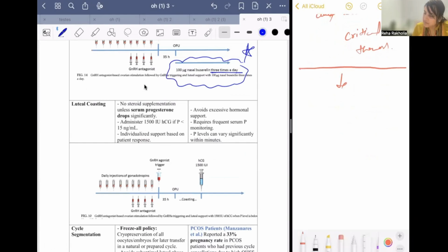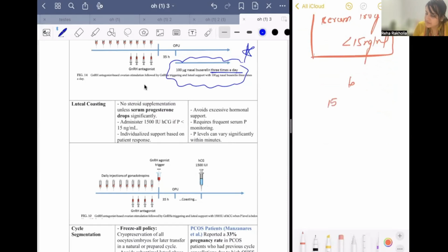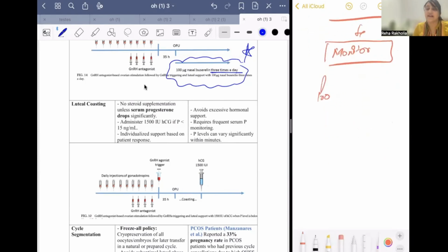Okay, so in case where serum progesterone level falls below 15 nanogram per ml, a single bolus of 1500 IU HCG may be given to maintain the adequate luteal support. While these methods help reduce unnecessary hormone exposure, it needs frequent monitoring as progesterone level can fluctuate rapidly within minutes. Okay, so it needs frequent monitoring.